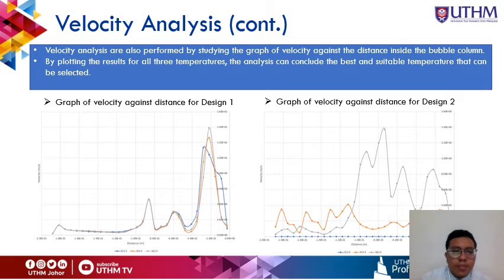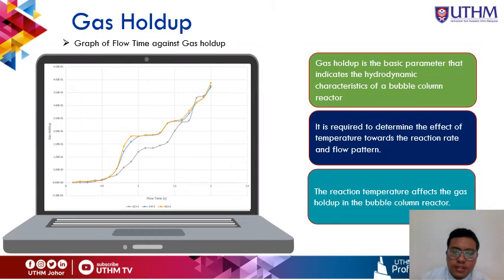Next, to perform better analysis, I have plotted graphs of the velocity against the distance. So as we can see, these are the graphs for both design 1 and design 2. And overall, the velocity increases over the distance inside the bubble column reactor. And the highest reaction temperature, which is 563 Kelvin, shows the highest velocity magnitude for both designs.